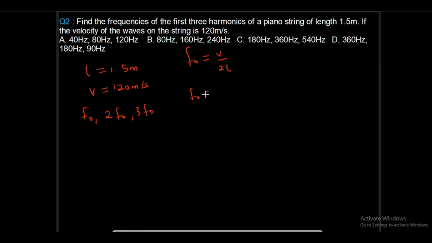So we're going to have fundamental frequency equals V, which was given to us to be 120. All right, and L is also given to us in meter as well. So we'll just divide 120 by 1.5, and that will give us 80. All right, so we have fundamental frequency to be 80 hertz. So if the fundamental frequency is 80 hertz, it simply means second harmonic will be 2 times 80, which is 160 hertz. And third harmonic will be 3 times fundamental frequency, which is 3 times 80, that's 240 hertz. So our answer will be 80, 160, and 240, which is option B.